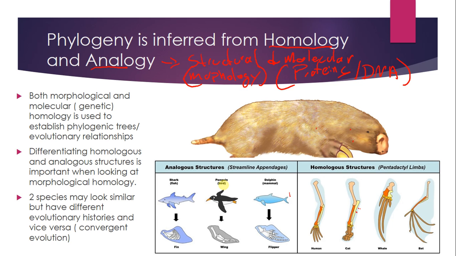But if you look at the actual bones in their appendages, they have an extremely different structure that represents a different evolutionary history. They look similar not because they're closely related, but because natural selection pushed them to evolve into a form that was similar based on a similar environment.